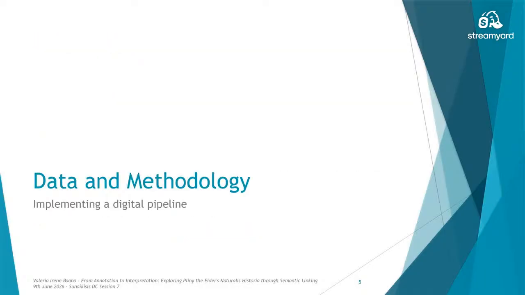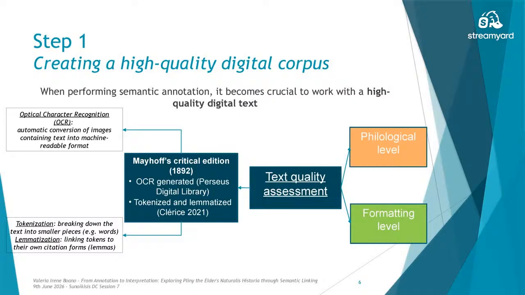So I'll start by telling you what was the data and what was the methodology that I've been using. I set up a digital pipeline that consists of 3 steps. The first step consists of creating a high-quality digital corpus. So when we perform semantic annotation and when we deal with the identification of individuals, it's very, very important that we work with high-quality digital text.